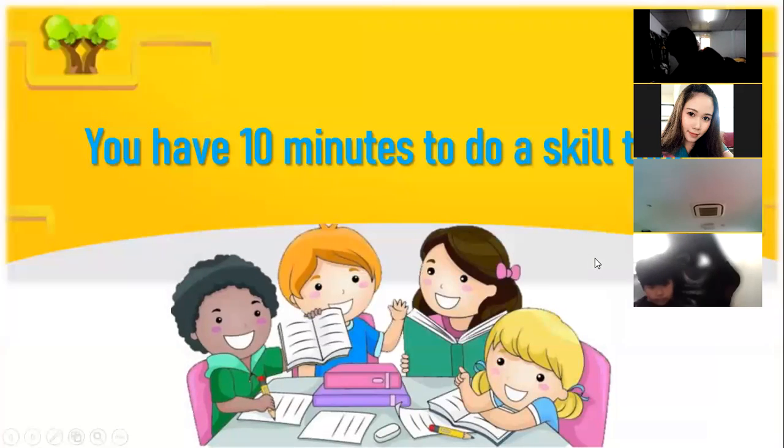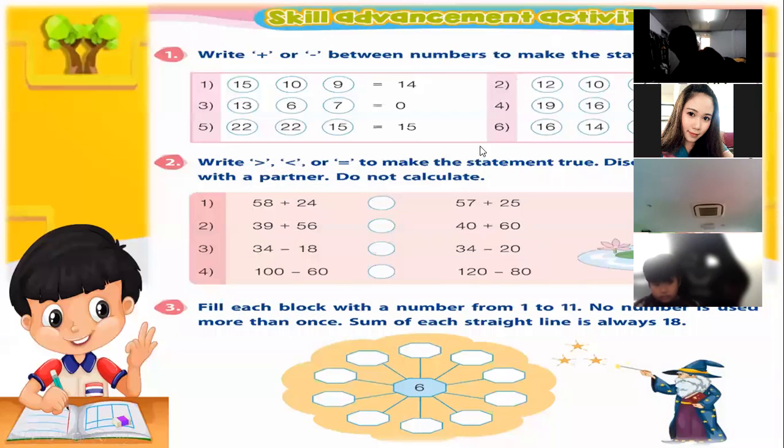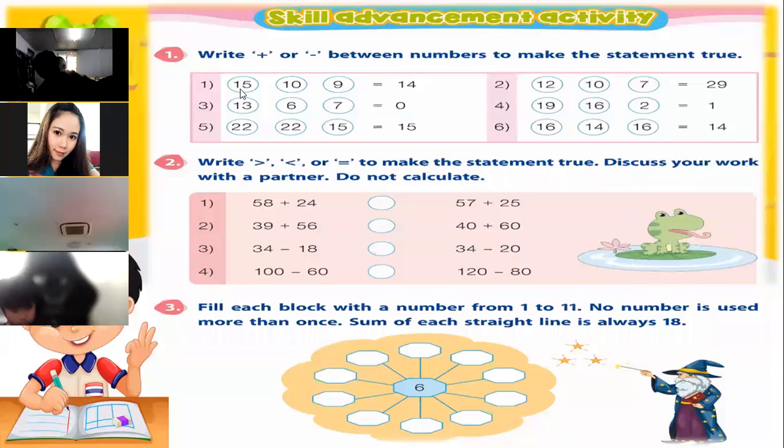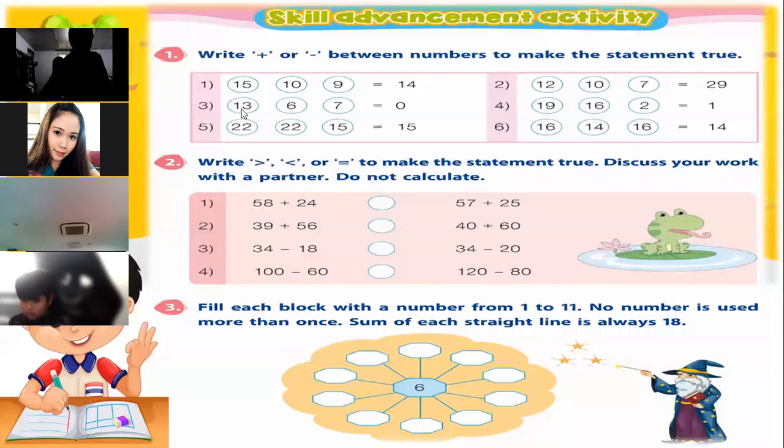All right. Now let's have a little skill development. Here, students, we have the numbers given to us and we have the answers. In between we have to put either plus or minus so we have the correct answer. For example, write plus or minus between numbers to make the sentence true.